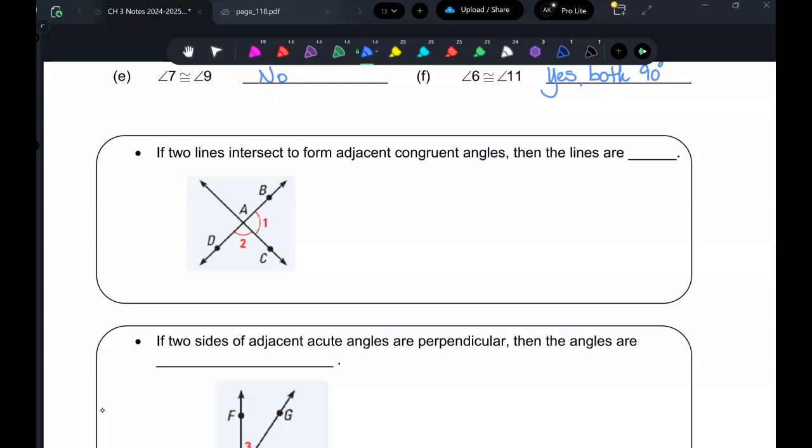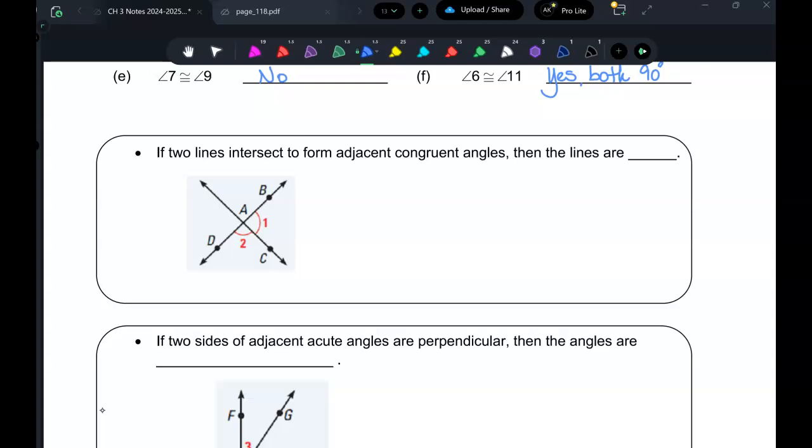Okay. If two lines intersect to form adjacent congruent angles. Adjacent means they are next to each other. Do you remember that? Like if I say Aiden, you're sitting adjacent to Mark, you're sitting next to him. So here's angle 1 and 2. If these are next to each other and they're congruent, what do we think is going to be true about these lines?